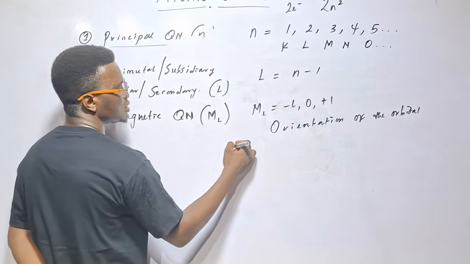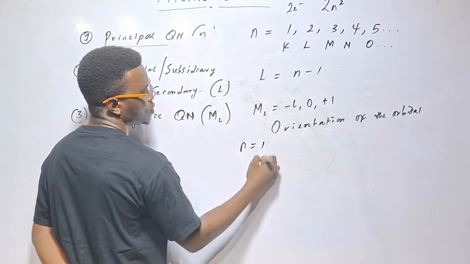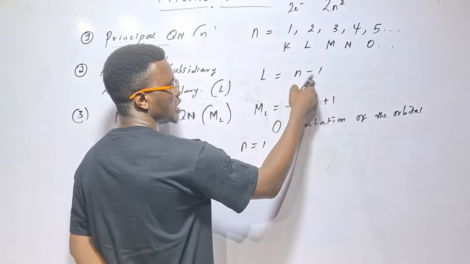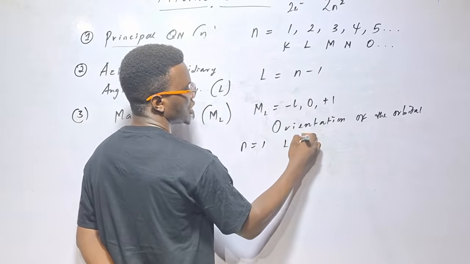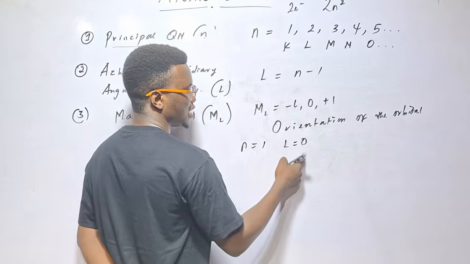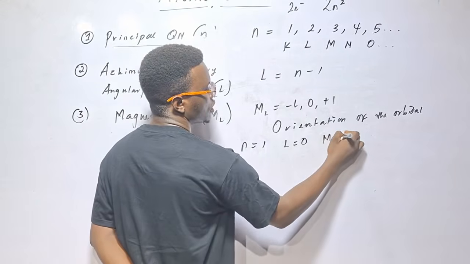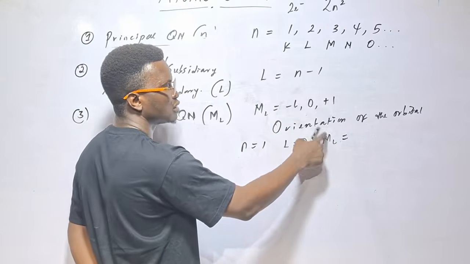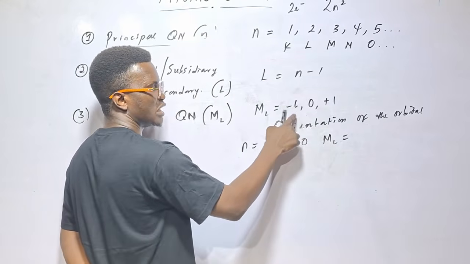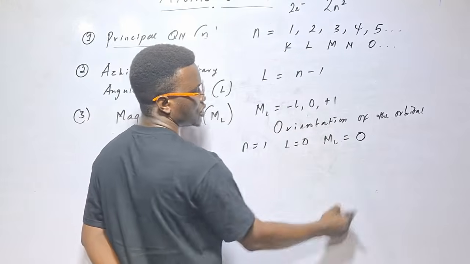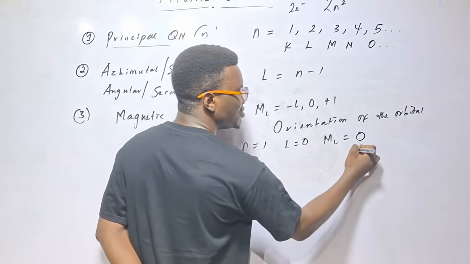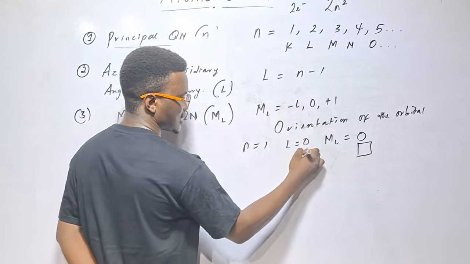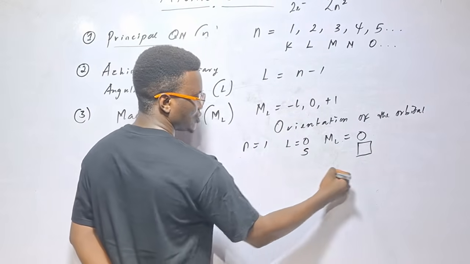So let's look at this question again. When n is 1, what is L? Very good. L is going to be n minus 1, so L is going to be 0, and that is 1s. So m sub L is determined by whatever L is. There's nothing like minus 0 or plus 0, so m sub L is just going to be 0. And this simply means that this, 1 and 0, is S. So that means this is 1S.